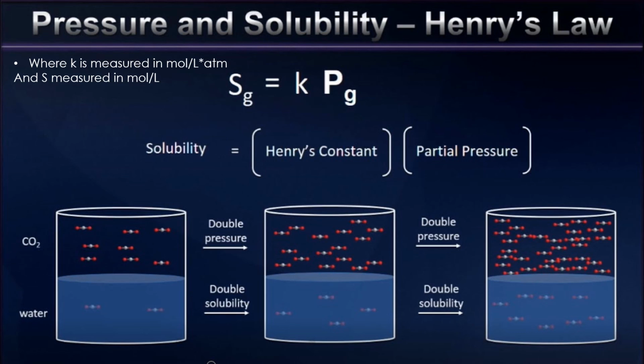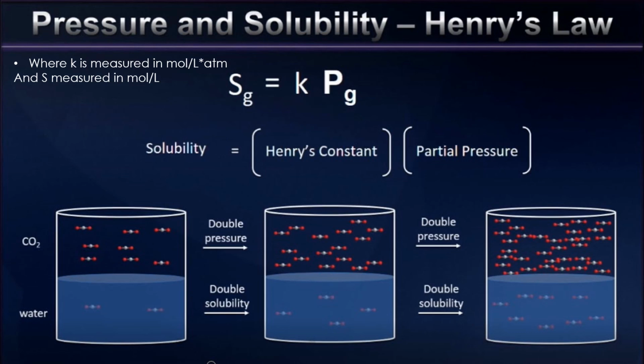Solubility of the gas is equal to the moles per liter of gas dissolved into the solution. So by calculating the solubility of the gas, we know exactly how much of the gas is dissolved into the solution. This is shown in the figure below. As we double the pressure above the solution, we also double the number of molecules dissolved in the solution.